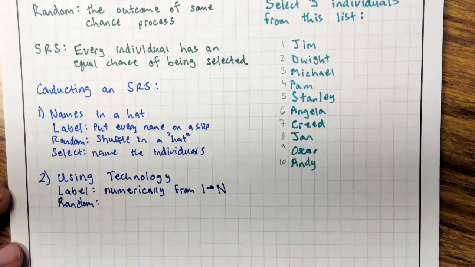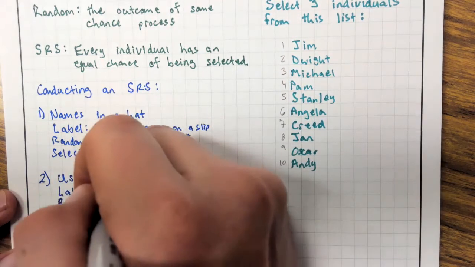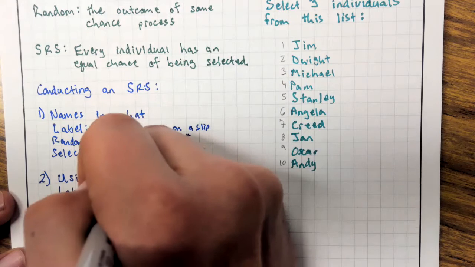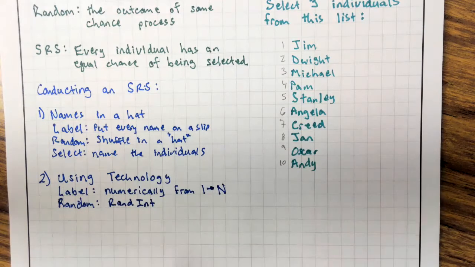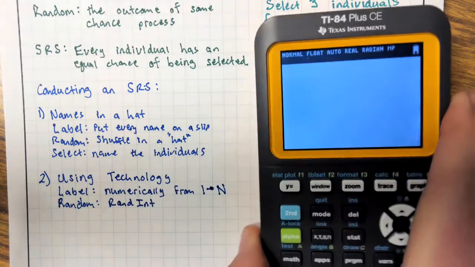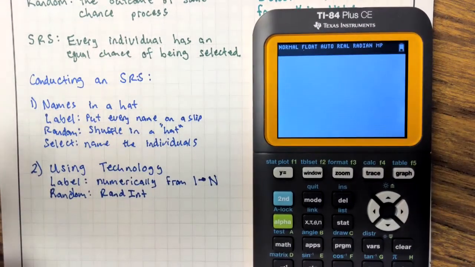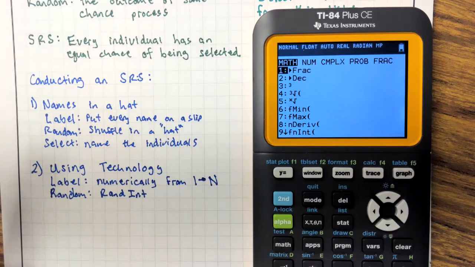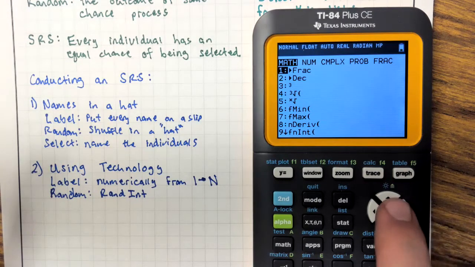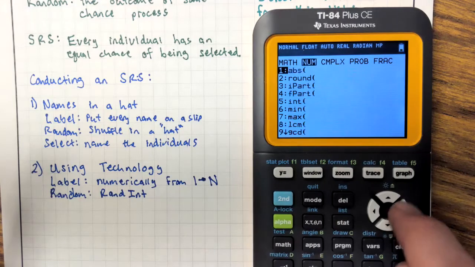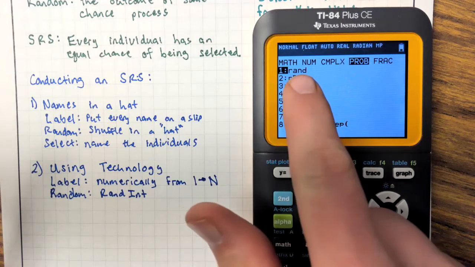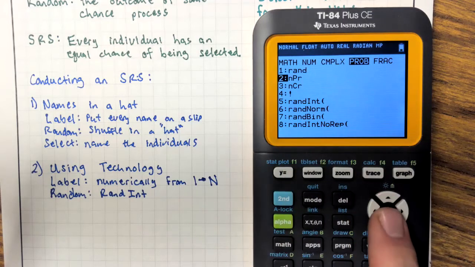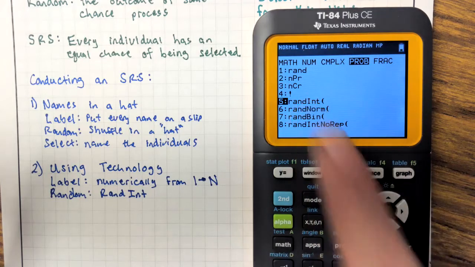Our random process in this scenario will be that we're going to use this function on our calculator. It's called randInt. It will select random integers for us. Let me show you how to get there on a calculator. From your home screen, turn the calculator on, go to math, and then go to probability, PRB. Rand just selects a random floating number, I think, from 0 to 1. That's not what we want. We want to select a random integer.